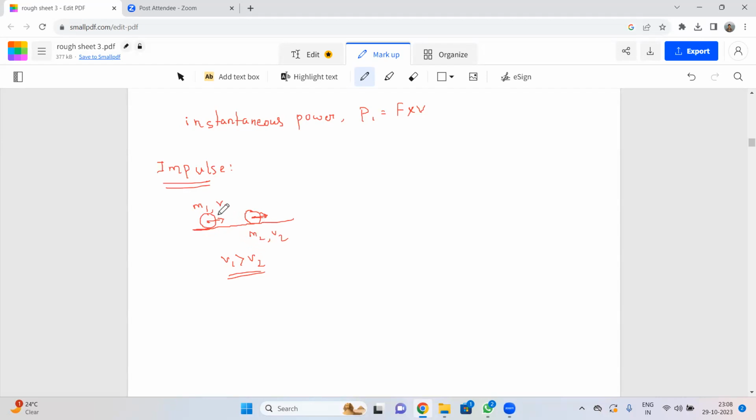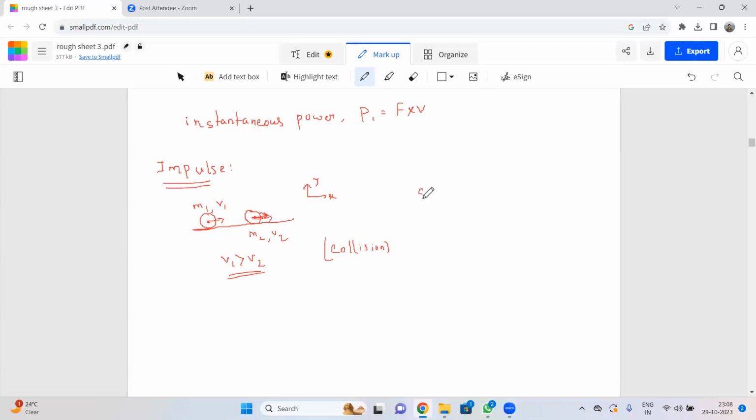Suppose your first ball has mass m1 and velocity v1, and the second one has mass m2 and velocity v2. Both the balls are moving in the same direction, suppose the positive x direction. Now, the first ball can hit the second one when the velocity of the first one is more than the second one. In that case only we have the collision.